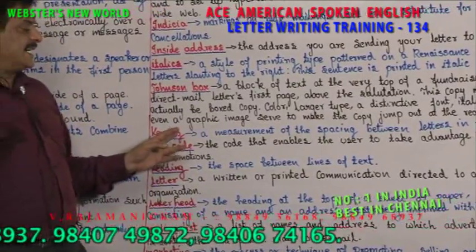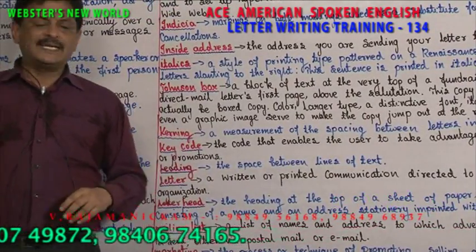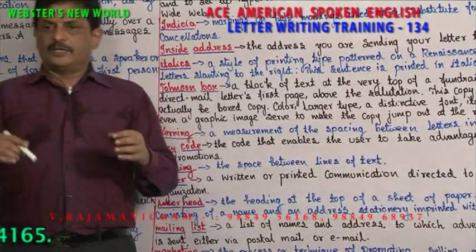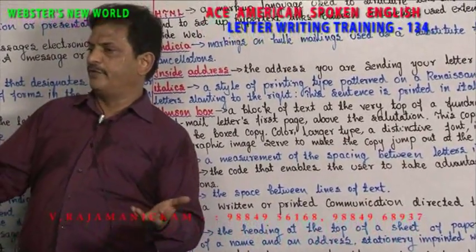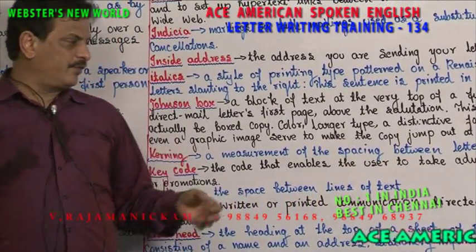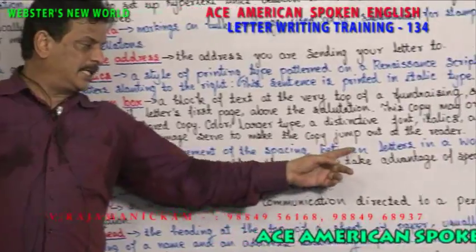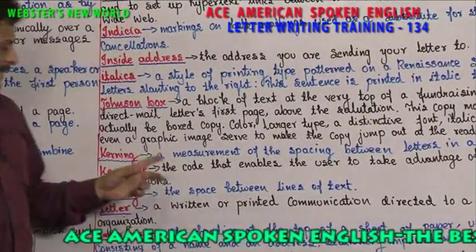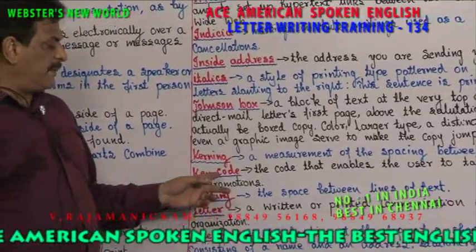Now, coming here, kerning. What do you mean by kerning? A measurement of the spacing between letters in a word. See, for example, you are writing a word beautiful, B-E-A-U-T-I-F-U-L. So, between letters in a word, what is the space? That is called kerning.